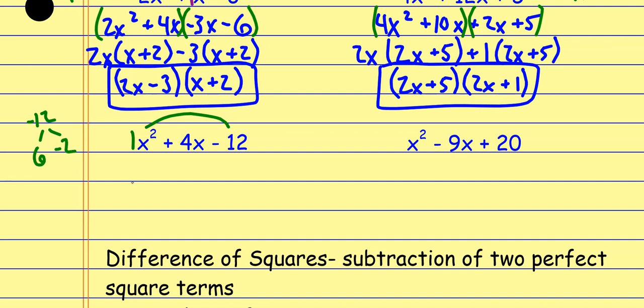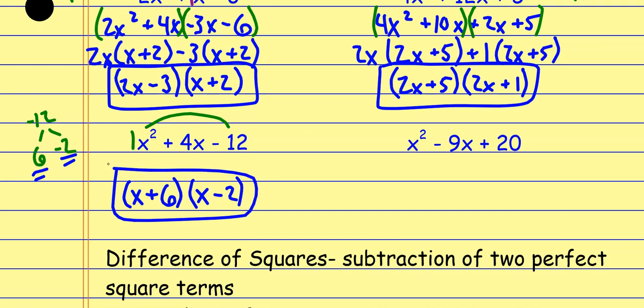So you could split up the middle term and factor by grouping like we just did. But when there's a 1 out front, remember you're allowed to go right to the answer and say, okay, it's going to be an x. And since this was a plus 6, it's going to be a plus 6. And then it's going to be an x. And since this was a minus 2, this is going to be a minus 2. And those are my two factors. And I am done. Okay? Remember, you can use that shortcut on these, but only when there's a 1 out front.